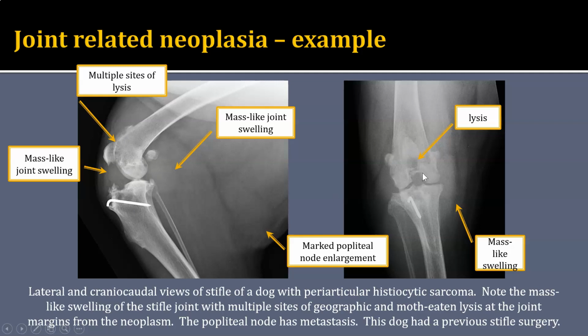Here on the craniocaudal view, we can actually see some lysis that is affecting the trochlear ridge right here. And so multiple bones have lysis, so this is not a primary bone tumor, right? Because there's some lysis of the tibia, and then there's this mass-like soft tissue swelling. And then in this patient, an additional thing that you might identify and be able to sample is that this is a massive enlargement of the popliteal lymph node. This is big enough that we'd be concerned that this would be metastasis.